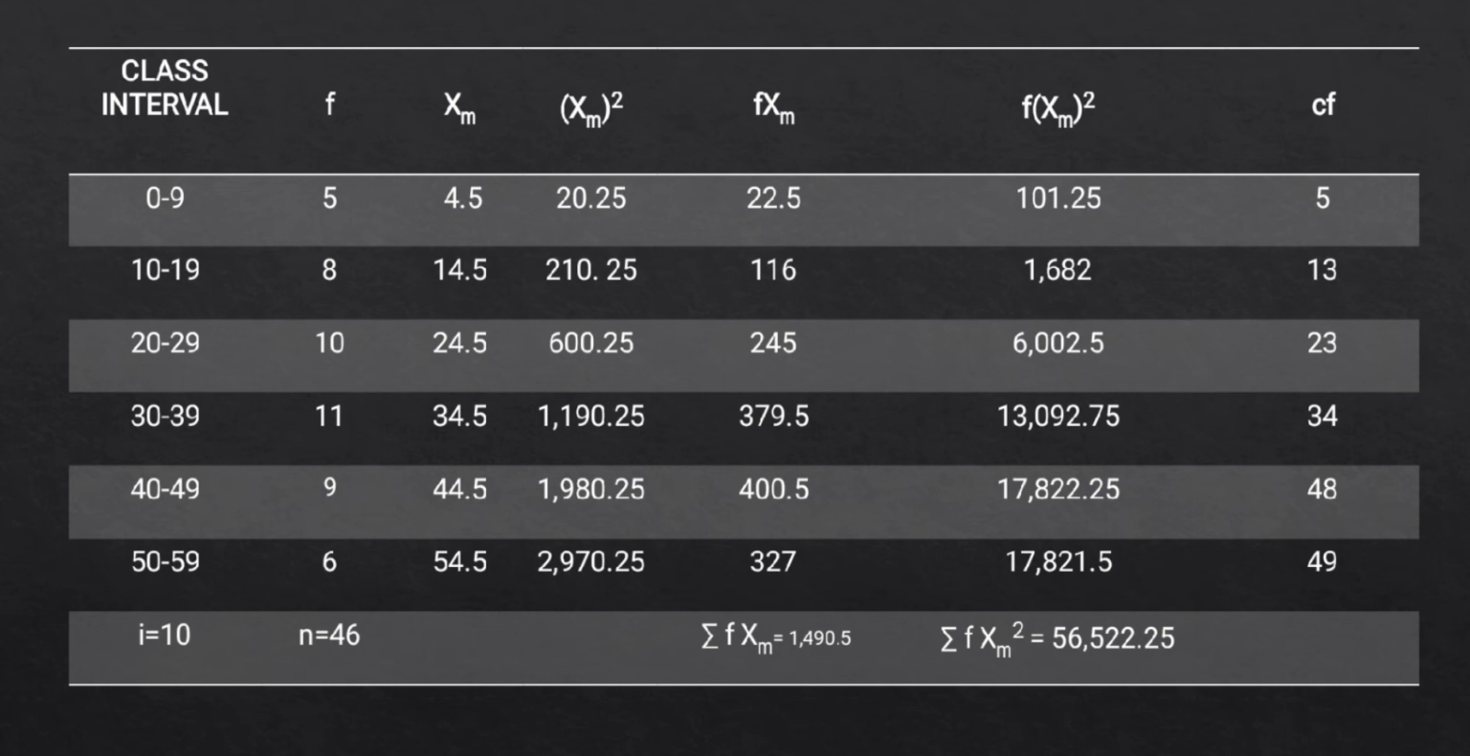13 plus 20 is 33. 23 plus 11 is 34. 34 plus 9 is 43. And 43 plus 6 is 49. Notice how the cumulative frequency of the last row is similar to the total number of respondents? You can use this to check your answers. If the value of the last cumulative frequency and the total number of respondents is equal, then you have solved everything correctly.